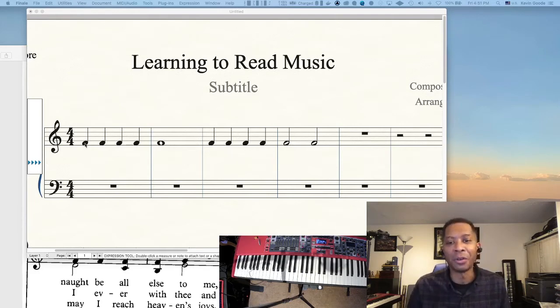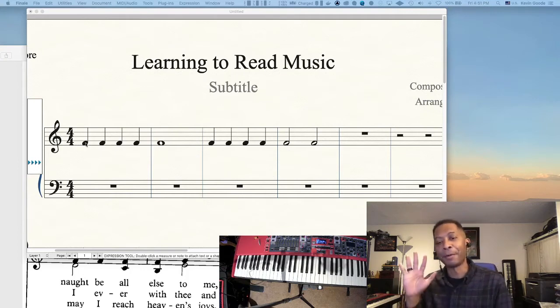Okay, for those of you that checked out the lesson from last week, what is this note? What's the note name? Okay, give you one second. All right, hopefully you got it. The note name is F. It is the first space. Remember, five lines and four spaces. The first space is F.